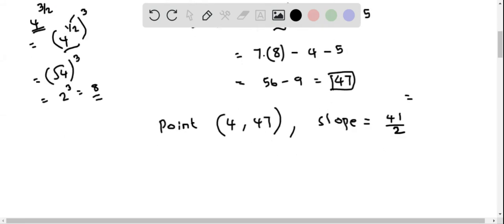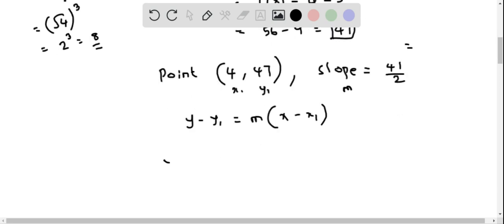Now let's find the equation of the line using the point slope form, which is y minus y1 equals m times x minus x1. x1, y1 is the point, and m represents the slope. Let's plug it here. So therefore we get y minus 47 equals m, which is 41 by 2, the slope, times x minus 4.